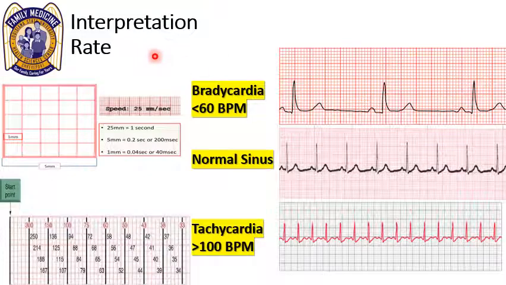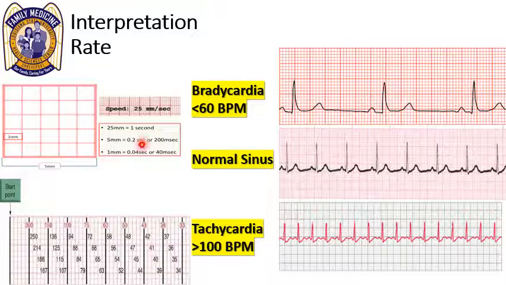So let's talk about how to interpret rates. Starting from the left over here, we see this is one big box. One big box is considered to be 5 millimeters, and then you have 5 little boxes within the one big box. The standard rate of speed is 25 millimeters per second, and that is a standardization in America. Each one of these little boxes equals 0.04 seconds or 40 milliseconds. Each one big box represents 0.2 seconds or 200 milliseconds.